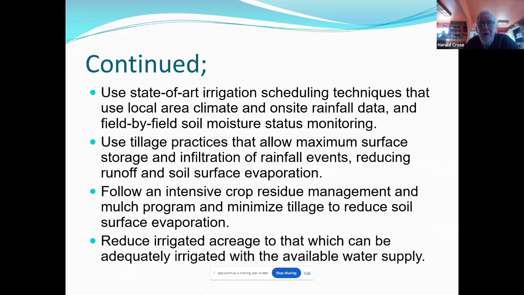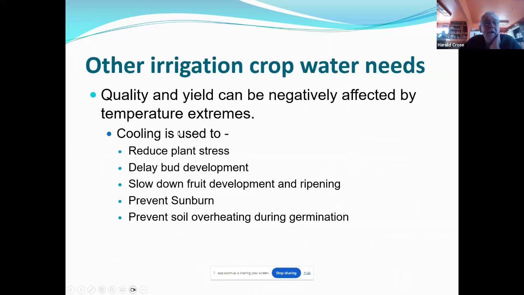I'm going to start moving a little quicker here. I typically teach this class in 3 days, and I spent the last 3 days condensing it down into 1 hour and 2 hours. So anyway, no excuses. Use tillage practice to allow maximum surface storage, intensive crop residue management, and reduce irrigated acreage, which can be adequately irrigated with the available water supply.